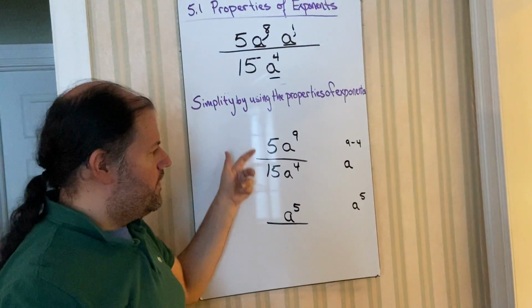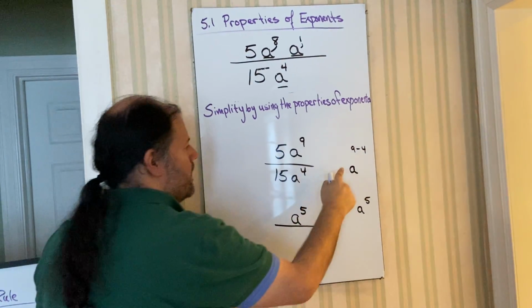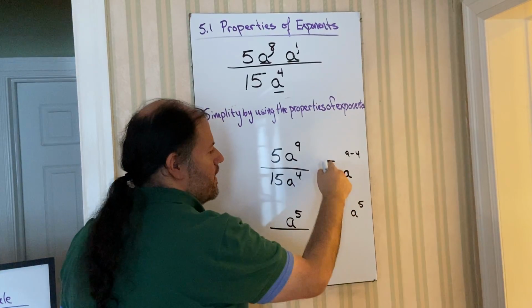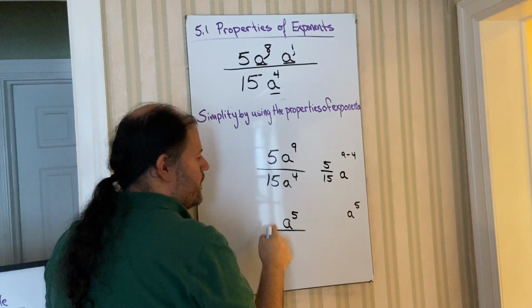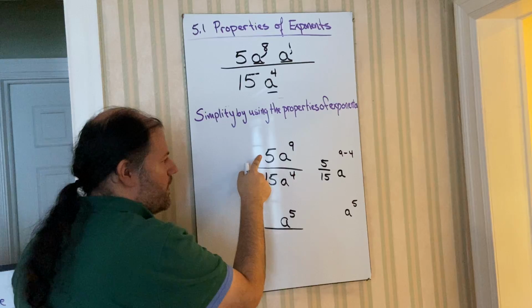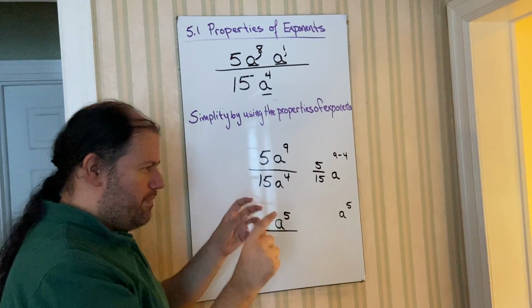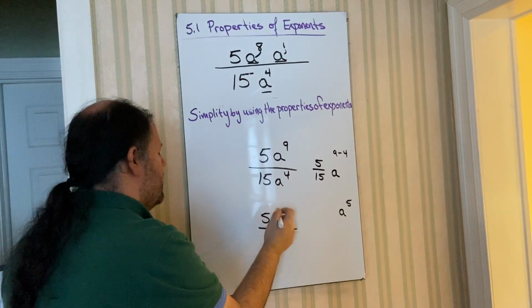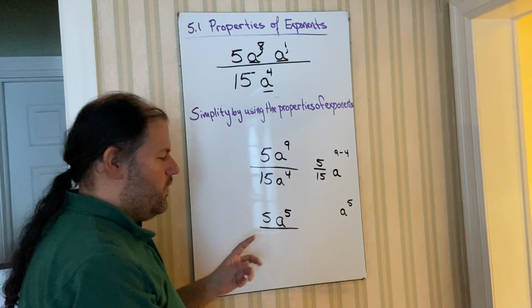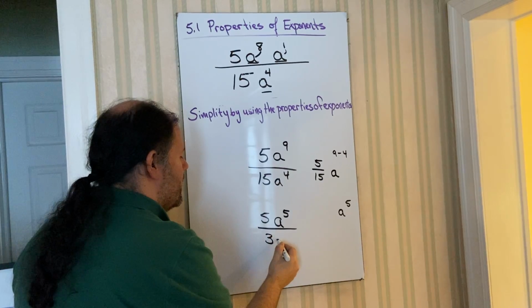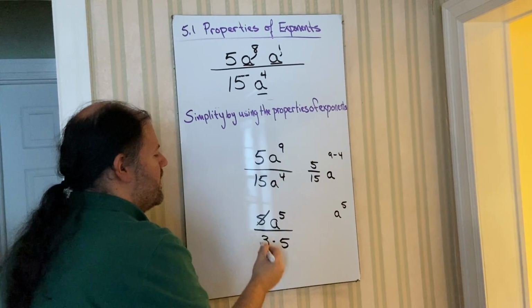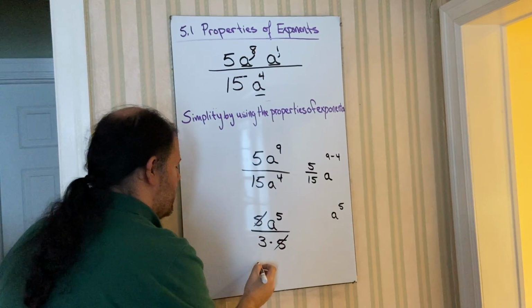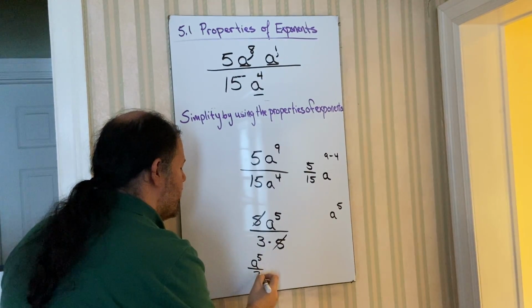Now how do we take care of this fraction? Well, in this method, you would have 5 over 15, and you would see how you can reduce this. Or if you're doing this method, you would have broken down 5. How do I break down 5? It's a prime number. How do I break down 15? Ooh, 3 times 5. And you can see a 5 on top and a 5 on the bottom cancel out. So if you did it this method, you have a to the 5th over 3.